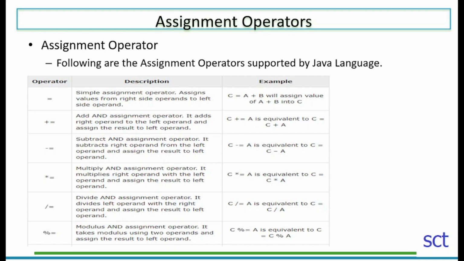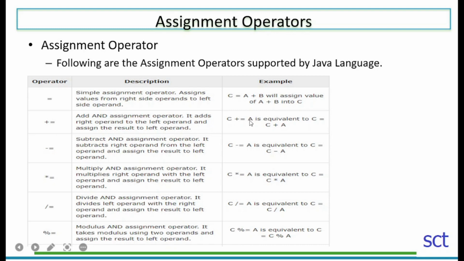So we will see about the equal to operator. As an example, if I say C is equal to A plus B, this is an expression, and equal to is used here as the assignment operator. So what is going to happen here? First A plus B will be executed, that is it will add A and B, then it will assign this value to C.